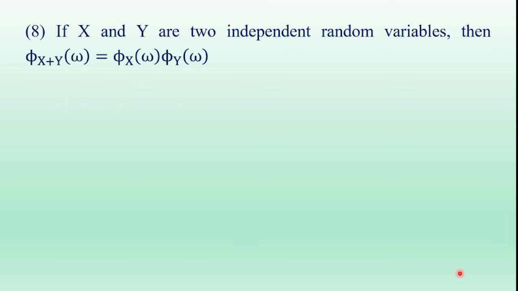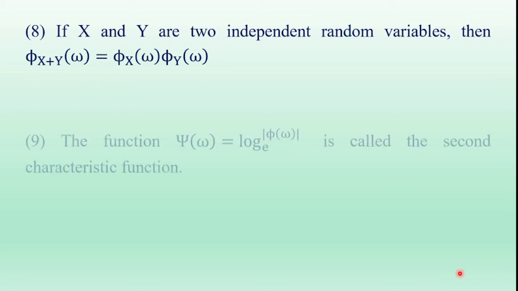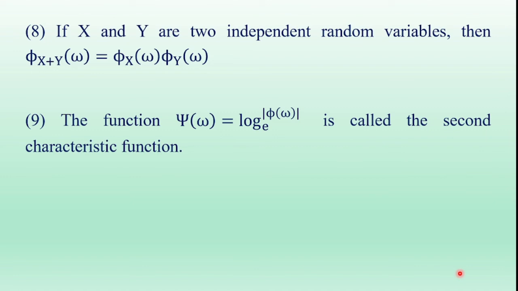Next property is, if capital X and capital Y are two independent random variables with the characteristic functions pi x of omega and pi y of omega, then pi x plus y of omega is equal to pi x of omega into pi y of omega. Next property is the function psi of omega is equal to log of pi of omega, called the second characteristic function. So these are some important properties of the characteristic function of a random variable.